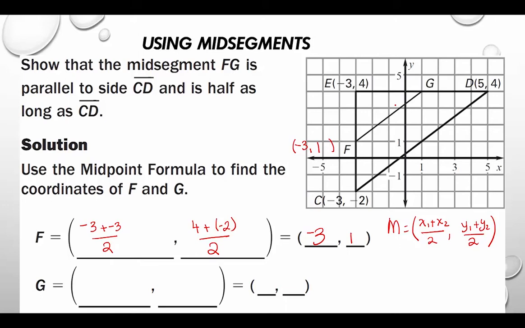Same thing with G, so we want to find this midpoint of the line ED. Same idea. We're going to do -3 plus 5 divided by 2. That's -3 plus 5 is 2, divided by 2 is 1. And then we've got 4 plus 4 divided by 2. 4 plus 4 is 8, divided by 2 is 4. So G is located at x equals 1, y equals 4.